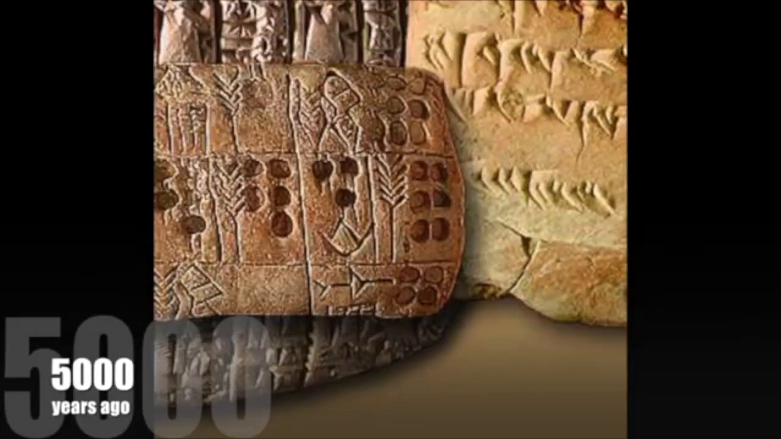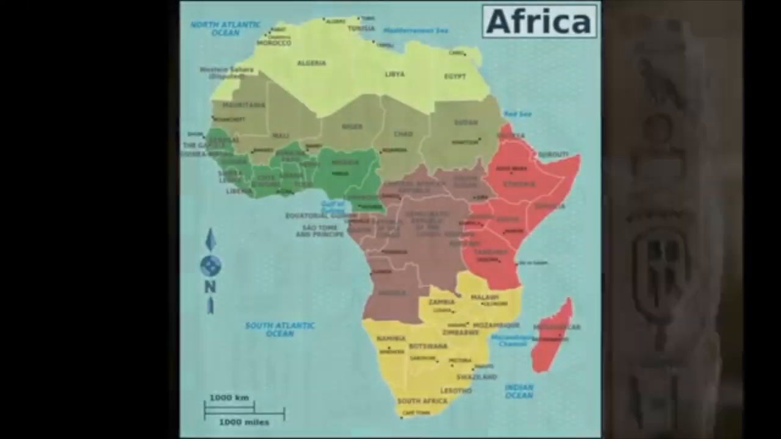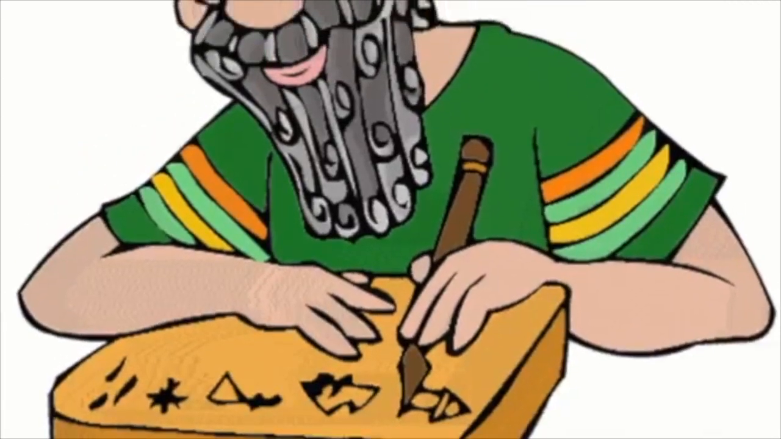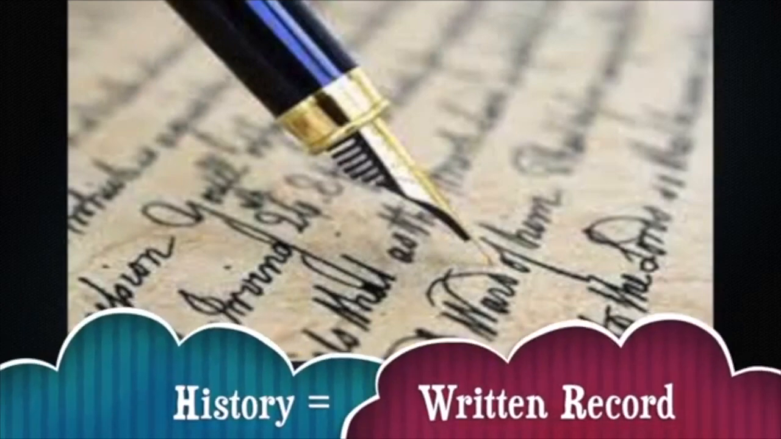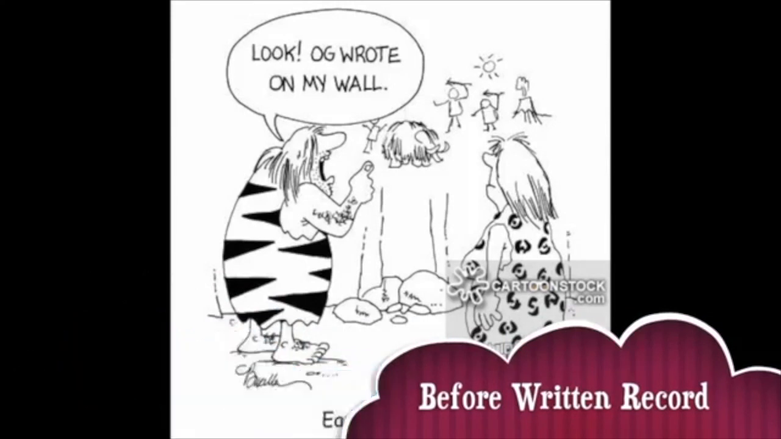Around 5,000 years ago, people in Southwest Asia and in Africa began to develop systems of writing. Eventually, people began to write their experiences down and record what was happening at the time. The word history literally means the written record of people, meaning prehistory is, you guessed it, before people could write.